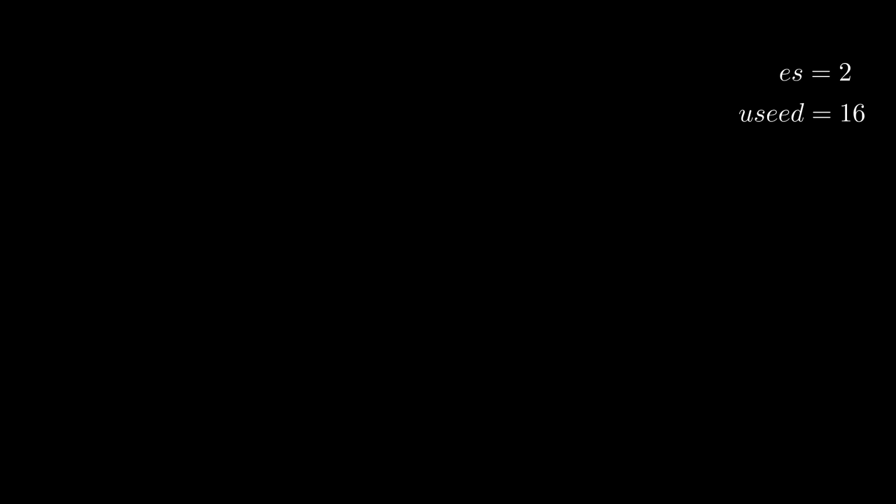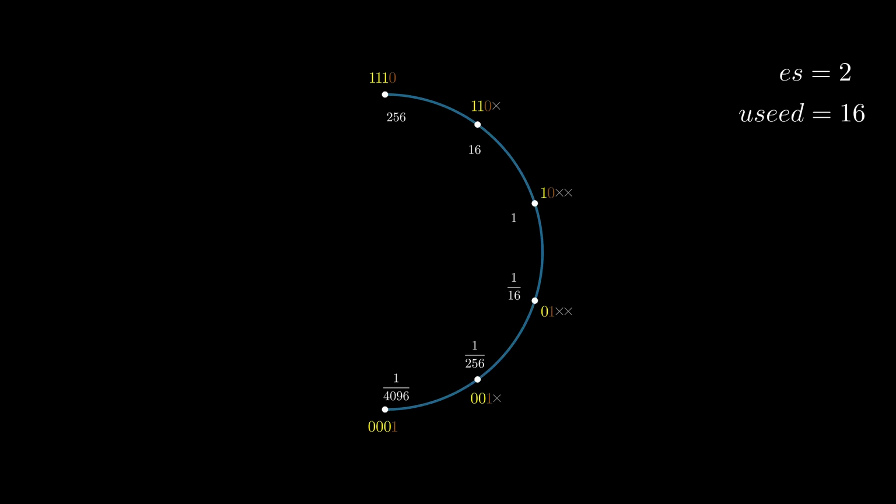With 4 bits and a useed value of 16, our regime can represent these numbers. The smallest number is 1 divided by 4096, and the largest is 256. Note that we are using less bits for our regime as we get closer to 1. So that's the regime taken care of.